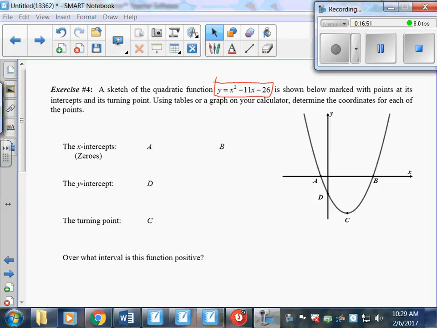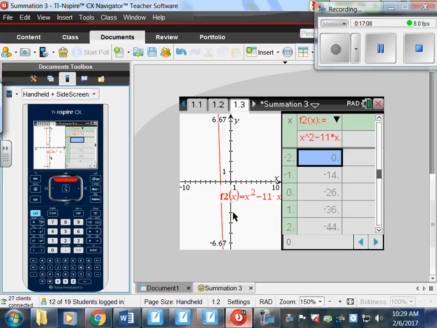Okay, but before that, let's figure out what they want us to find. They want us to find the x-intercepts for A and B. So they want us to find this point and this point, the y-intercept, which is D, which is this point, and then the turning point down here, which is C. So let's go to our calculator and see what we can do.